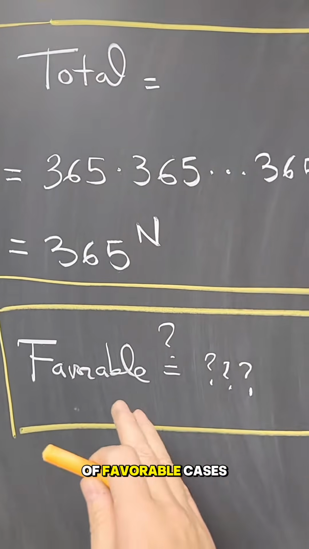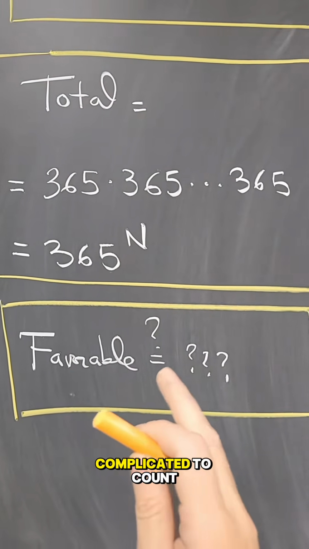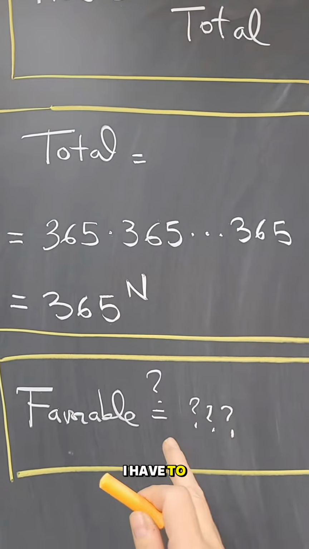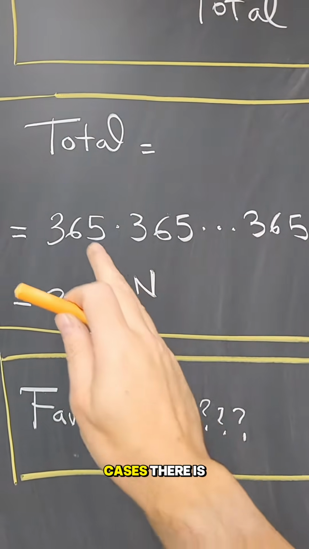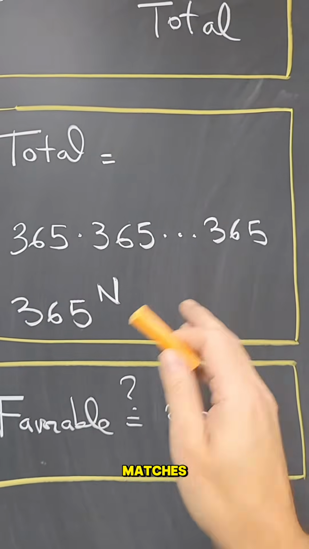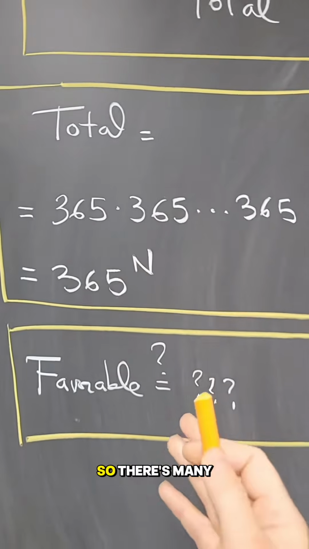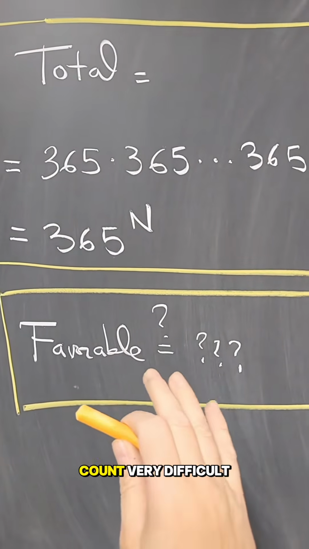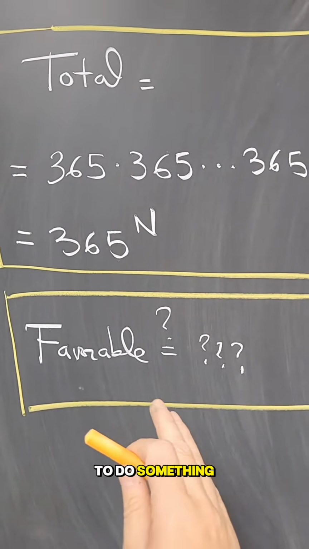Now, the number of favorable cases is actually very complicated to count. Because out of all those cases, I have to try to count in how many cases there is a match, in how many cases maybe there might be two matches, maybe there is a triple match. So there are many scenarios to consider that make this count very difficult. So we're going to do something else.